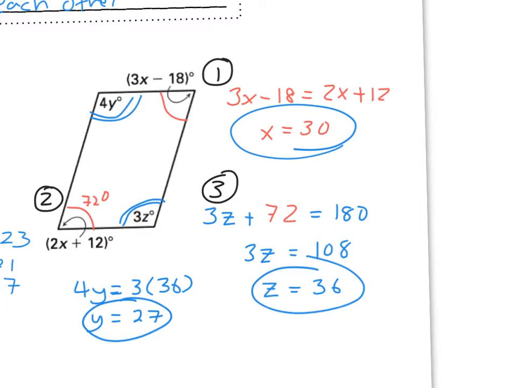Now, you have options after that, but instead of doing supplementary, I just chose to set these two equal to each other. So I said 3 times your z, 3 times my 36, is equal to the 4y. And then when you divide by 4, you get your 27. Not necessarily the order you have to go in, but the key is that this has to be your first step. Step 2 is indeed second, but you could have gone in a different order after that.